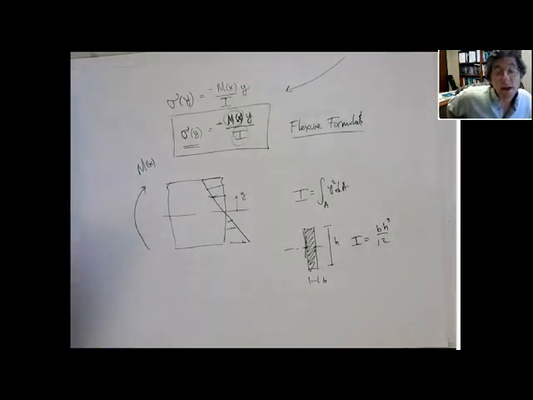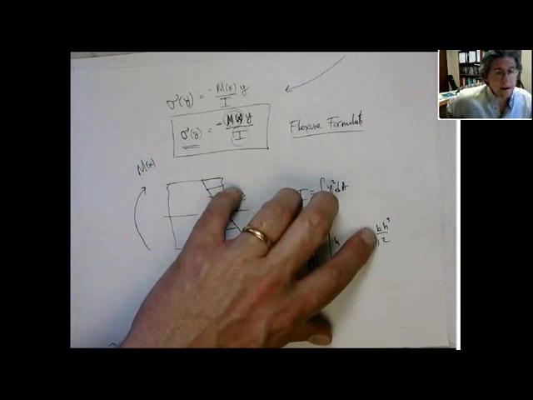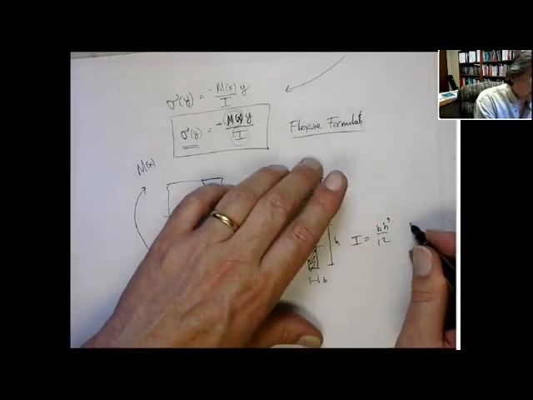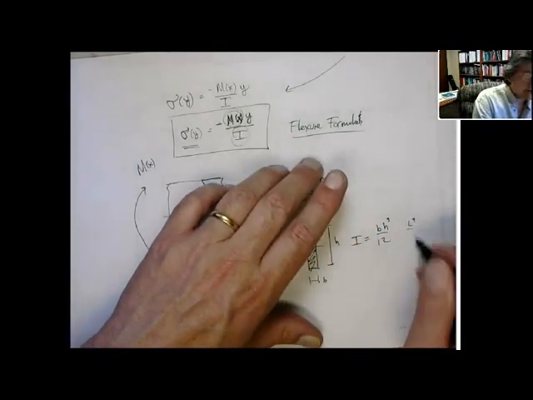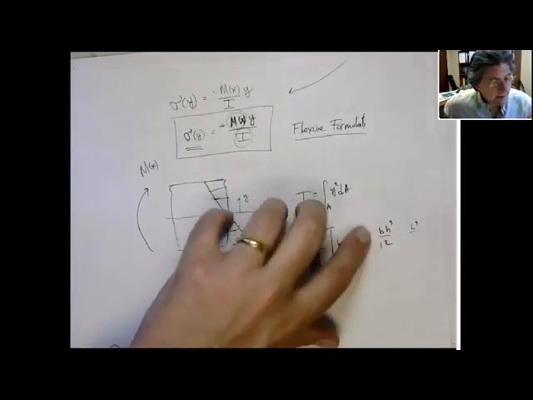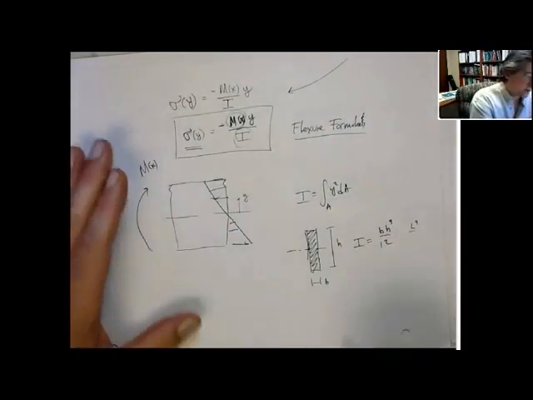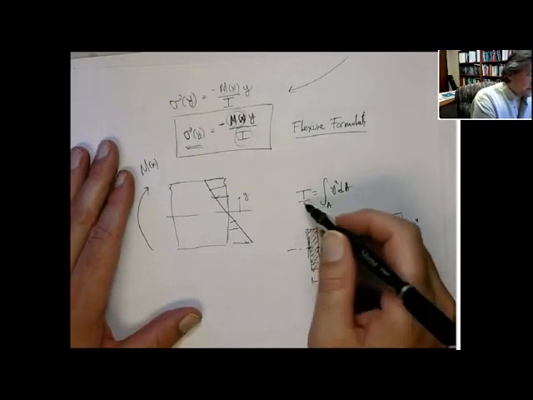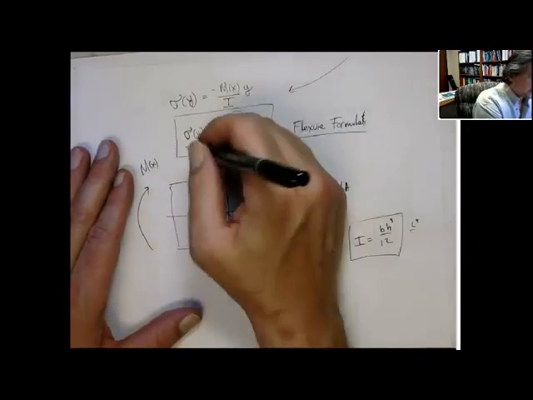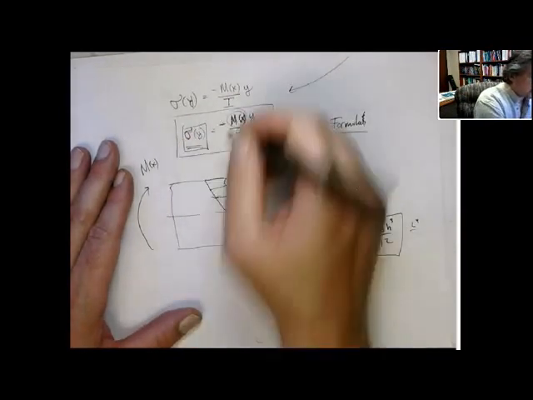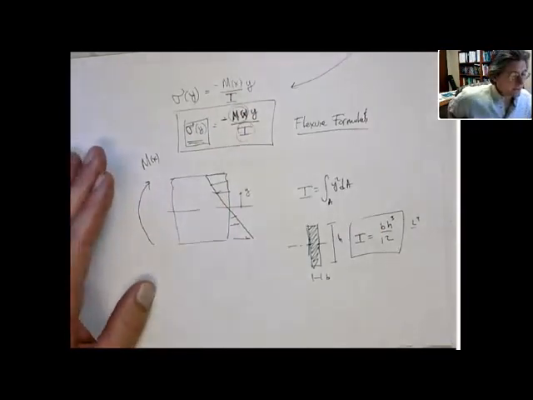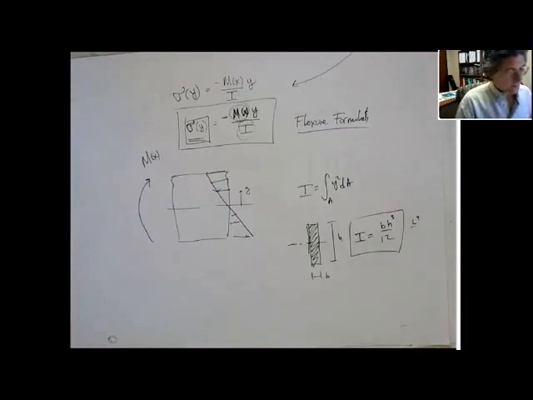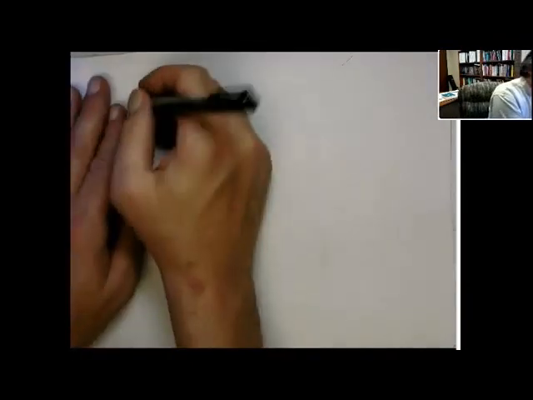Very similar to J, which is pi over 32 times the diameter to the fourth. In this case, it's again going to have units of length to the fourth, okay? Meters to the fourth, inches to the fourth. Base times the height cubed over 12. Okay, so you know I, this relates the stress to the internal bending. All right? So, just as a real quick example.